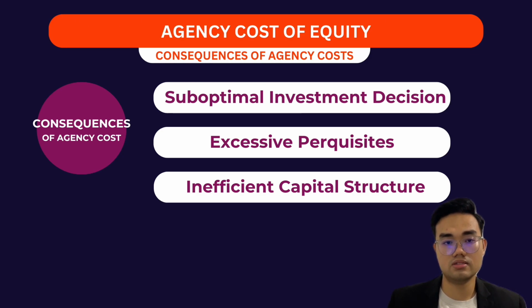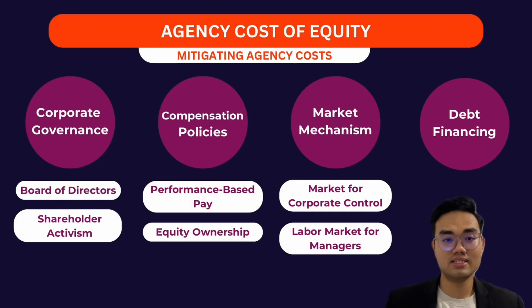And the last one, in terms of inefficient capital structure, managers may prefer using internal financing over debt to avoid the scrutiny and pressure from debt holders, potentially leading to an inefficient capital structure. How to mitigate agency cost? There are a few ways which involve corporate governance, compensation policies, market mechanisms, and debt financing.